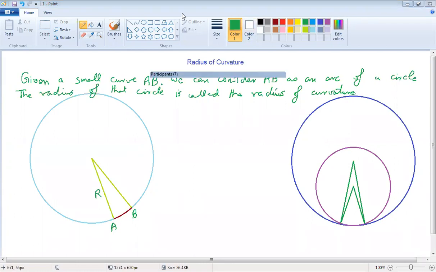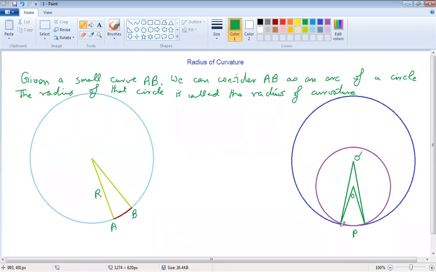The effect about this radius of curvature is illustrated in the right side figure. There is a small circle and there is a large circle. Both are touching at the point, say P. Smaller circle has the center O. Larger circle has the center O dash.